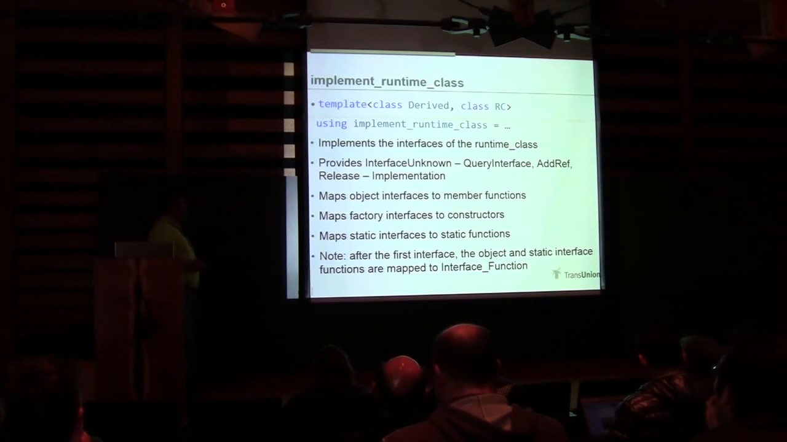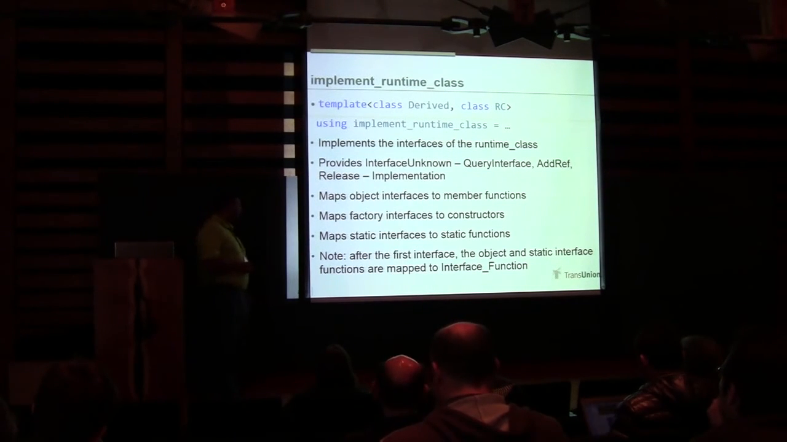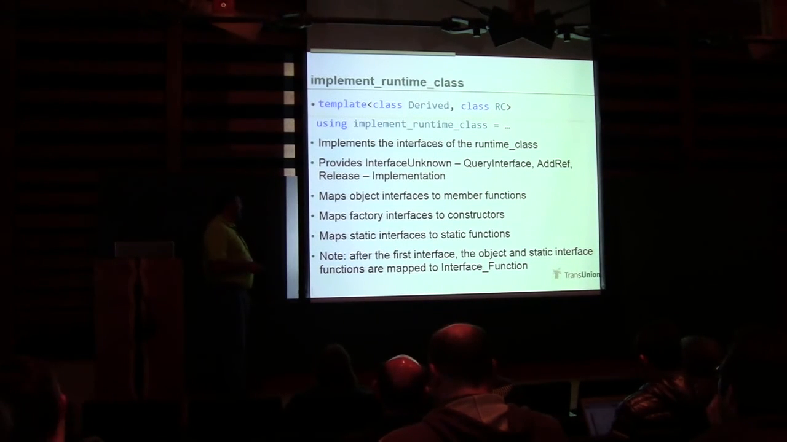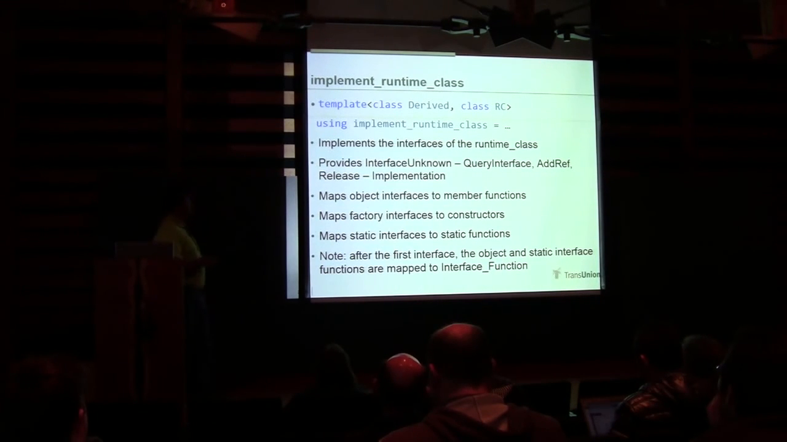And then implement runtime class, it provides the interface on known implementation, it maps the object interfaces all to member functions. Note after the first interface, just in case there's a collision, the first one maps them straight to the function name. After the second one, it'll map them to interface_function. This is just an implementation detail. It is transparent on the user side.